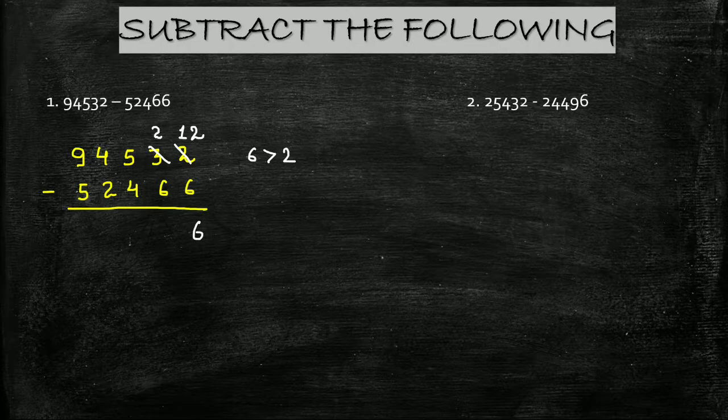Now come to the tens column. Here we have 2 tens and 6 tens. We have to subtract 6 tens from 2 tens, which is again not possible. So borrow 100 from the hundreds column. So here 4 hundreds will be left and this will be converted into 12 tens. So 12 minus 6 is 6. 4 minus 4 will be equal to 0. 4 minus 2 equals 2 and 9 minus 5 is equal to 4. So the answer is 42,066.